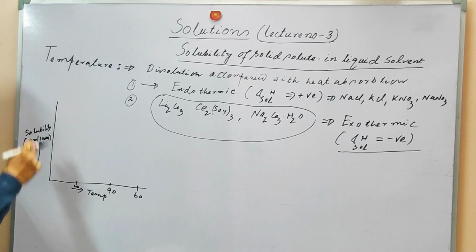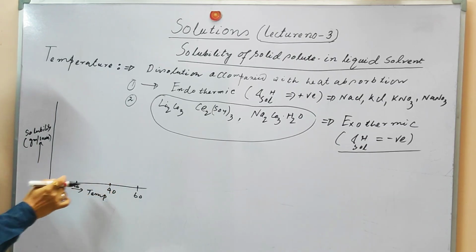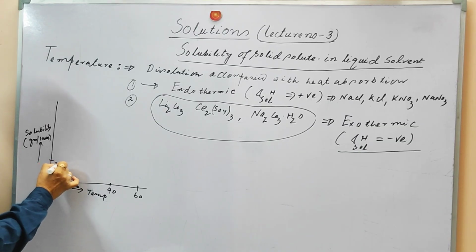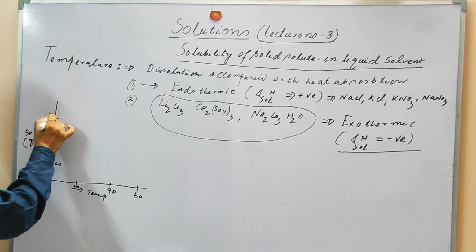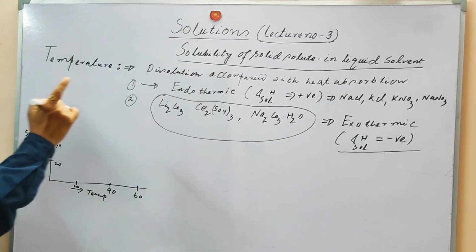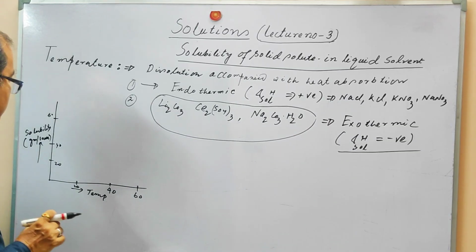On the y-axis is the solubility, and on the x-axis is the temperature. Solubility values are, suppose, 20, 40, 60. Now when we plot this, this is the curve. This curve, against the temperature and the solubility of the substance, is called the solubility curve.